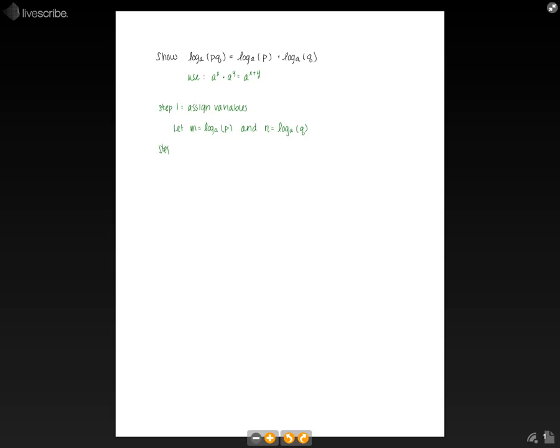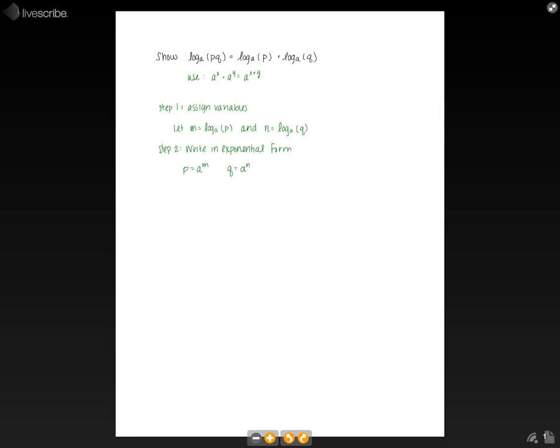So the next step is going to be to write these in exponential form. Alright, we're going to do this because we know that logarithms are really just like exponents, and once we transfer these to exponential form, we're going to be able to use the properties of exponents to solve this problem. So based on what we defined in step 1, we know that p is actually equal to a to the m, and q is equal to a to the n, since a is the base of the logarithm.